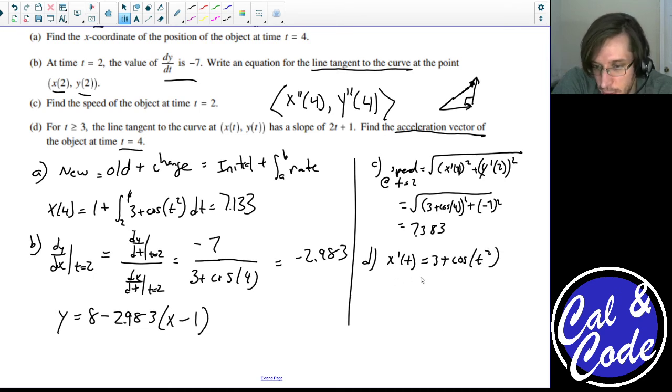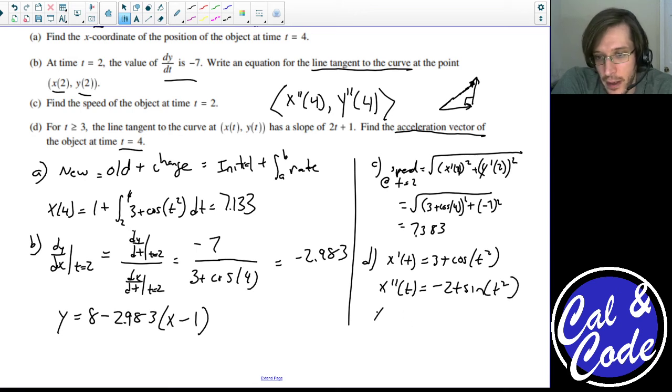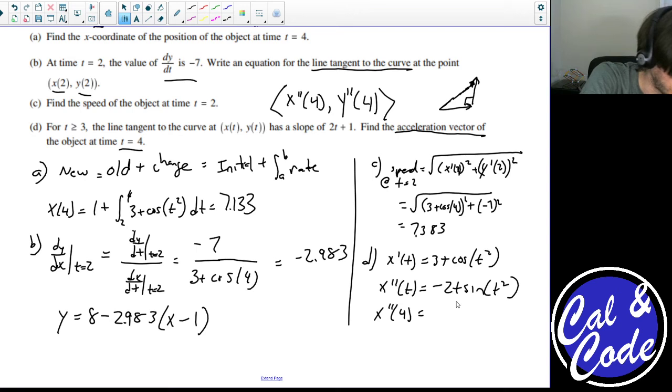If I take the derivative of this, x double prime, remember this is calculator active, so I didn't have to do all this by hand, but I'm going to show it to you just for this one. X double prime of t is going to be negative 2t sine of t squared. And when I put 4 into there, I think that's where they wanted this, right? Yep, time 4. When I worked the problem, I got 2.303.